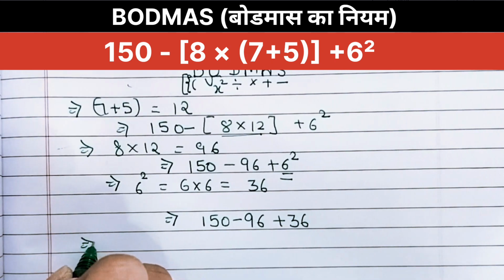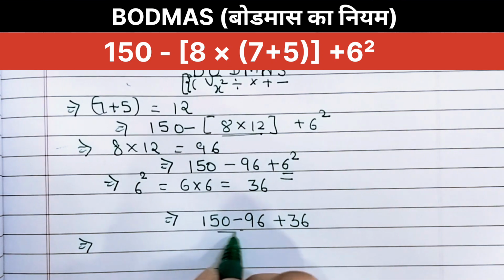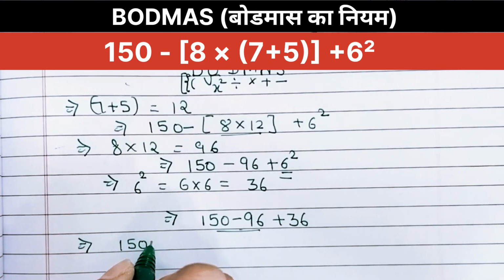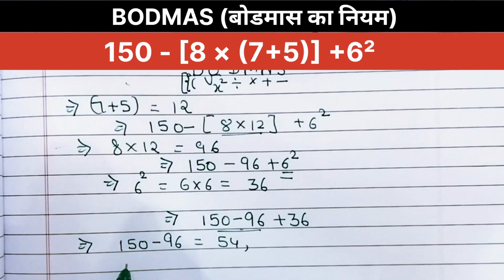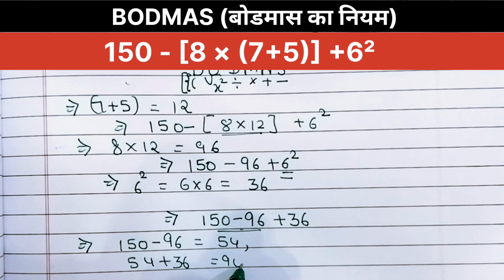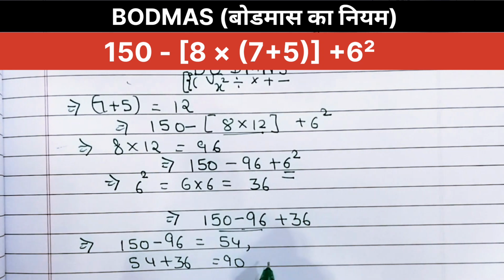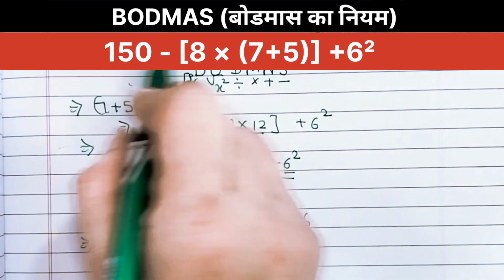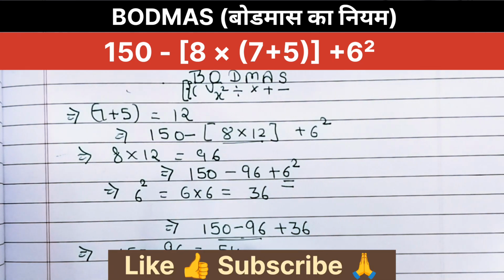According to the next step, perform the subtraction and addition from left to right. Now subtract the digits first. 150 minus 96 is equal to 54. And then 54 plus 36 gives 90. According to this step, addition and subtraction have equal priority and must be processed from left to right. That is the final result. By using the BODMAS sequence, the final simplified value of this expression is 90.